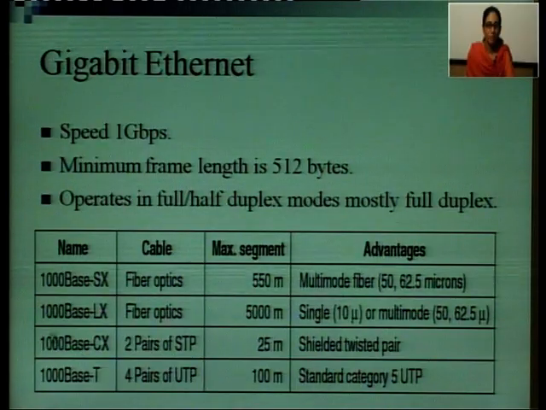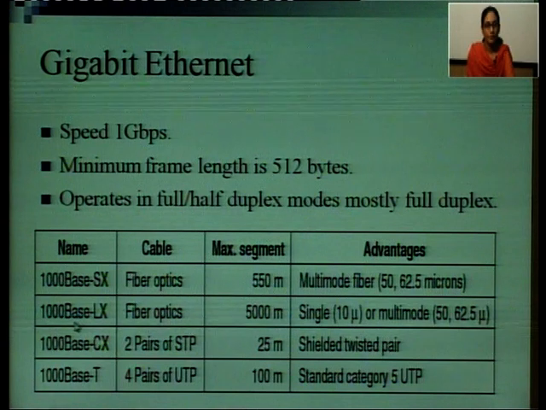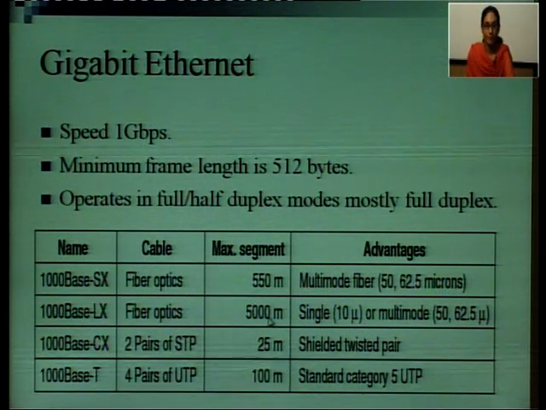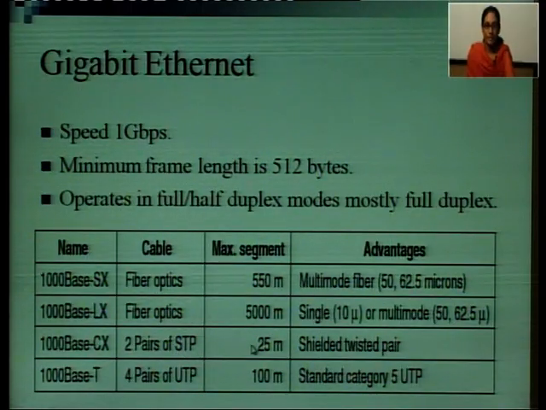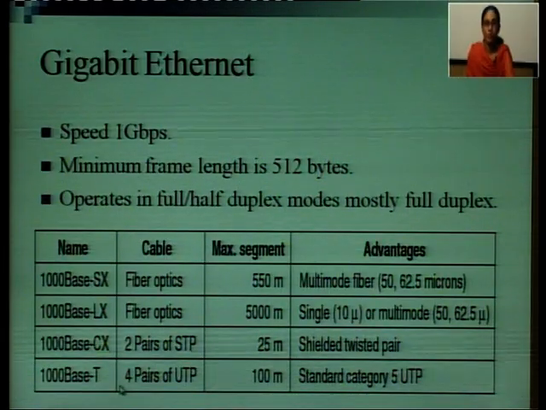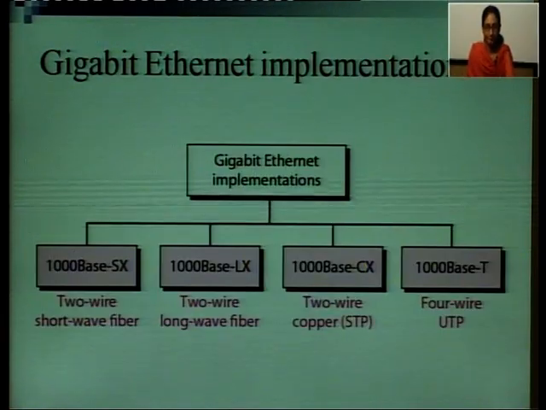Now the implementation. 1000Base-SX means fiber optic type of cable, and the maximum segment is 550 meters. Second is 1000Base-LX, fiber optic type of cable, and the approximate maximum segment is 5000 meters. Next is 1000Base-CX, 2 pairs of shielded twisted pair, that is STP, with an approximate segment of 25 meters. Last is 1000Base-T, 4 pairs of UTP, and the approximate maximum segment is 100 meters.